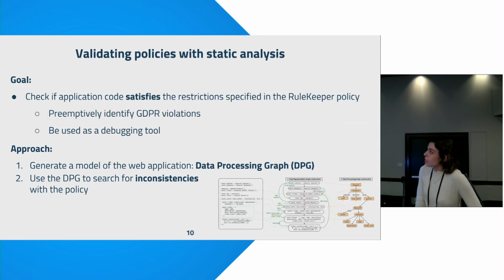After, we have our static analysis phase, and this phase is very important because first, it preemptively identifies GDPR violations that otherwise would only be detected at runtime, and it can also be used as a debugging tool to help developers reason about the privacy implications of their code. In this phase, we generate a model of the web application, which we call the data processing graph. And this graph basically models the operations that exist in the application and the data that is being processed within which operation.